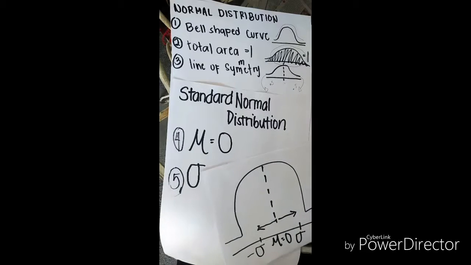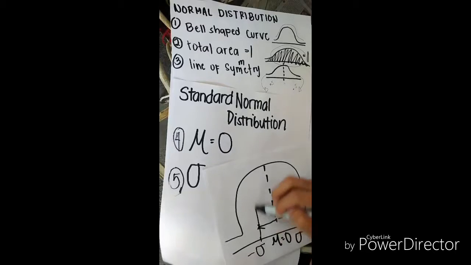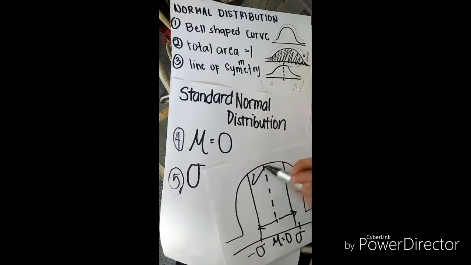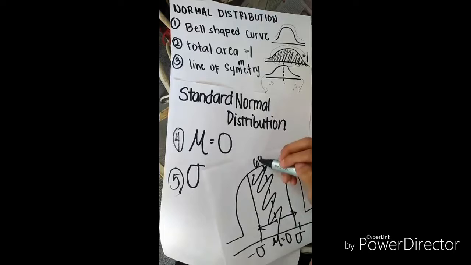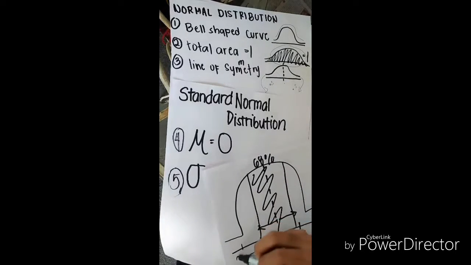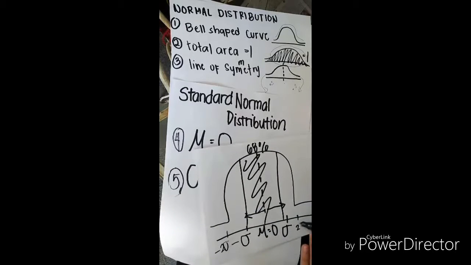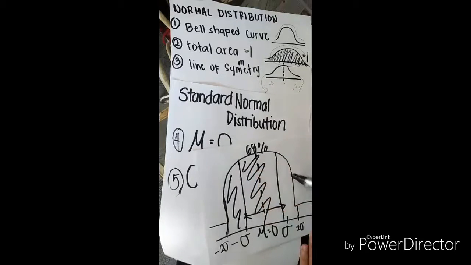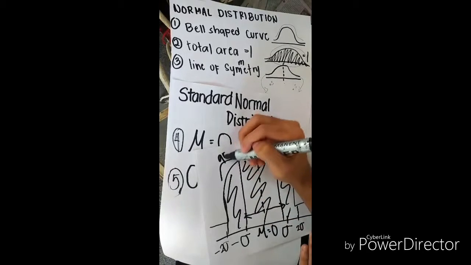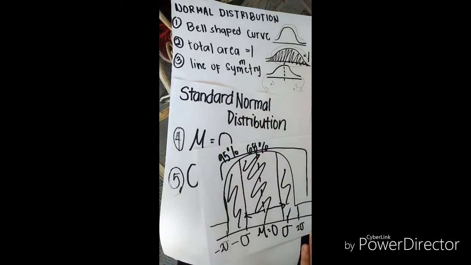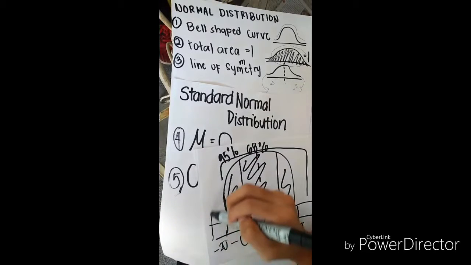The empirical rule is part of the normal curve, which is: one standard deviation is 68%, two standard deviations about 95%, and three standard deviations is about 99.7%.